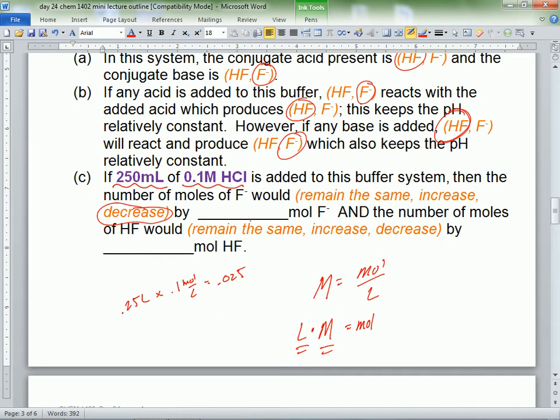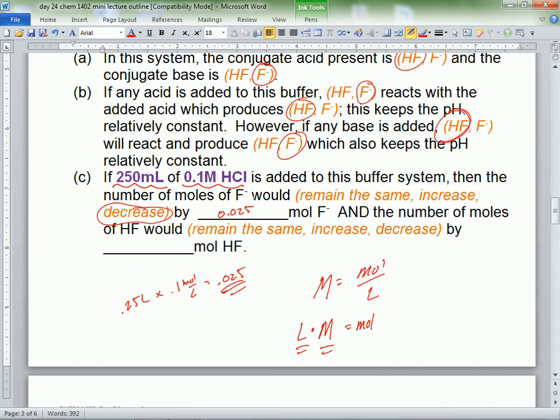So the moles of F minus will decrease by 0.025 moles, because that's how much acid you added. And it reacts 1 to 1, right? So for every 1 mole of HCl you add, 1 mole of F minus is going to react. It's 1 to 1. Okay. So Gabby, that makes sense?